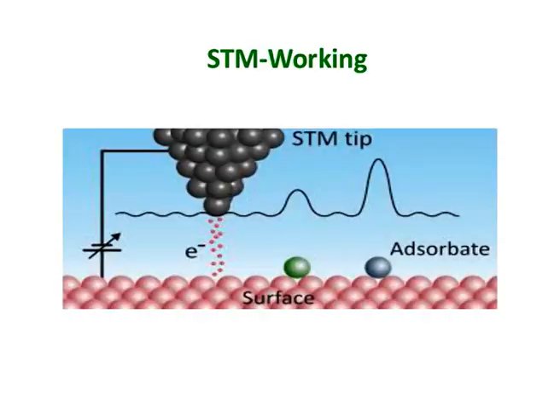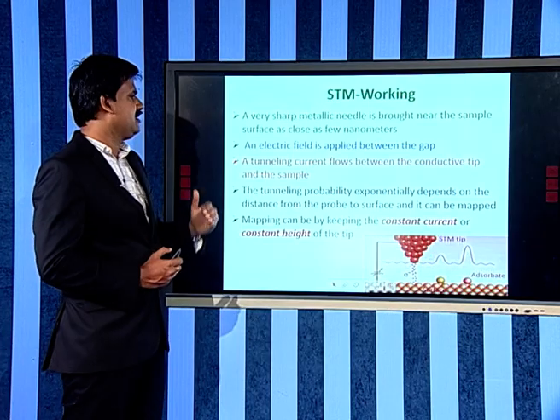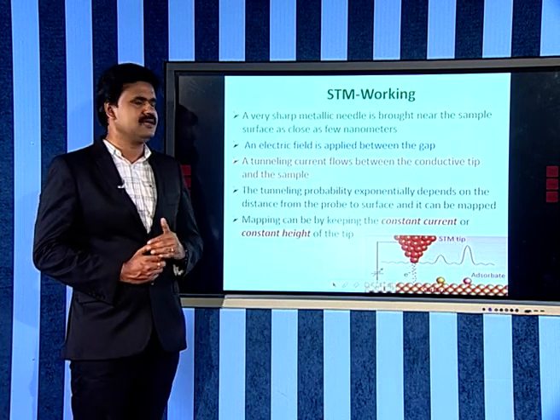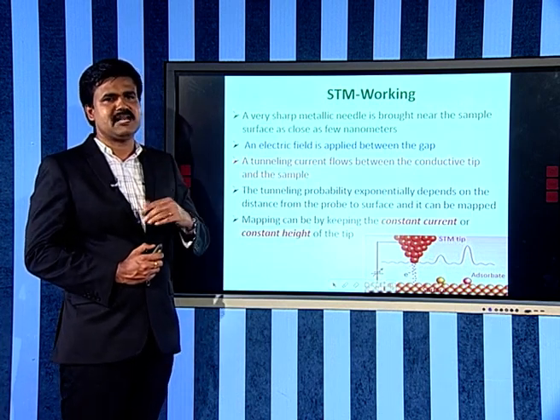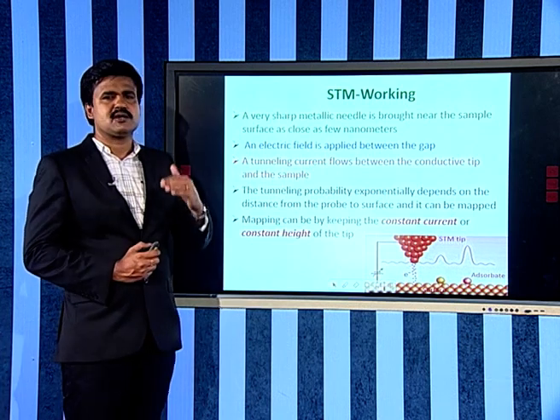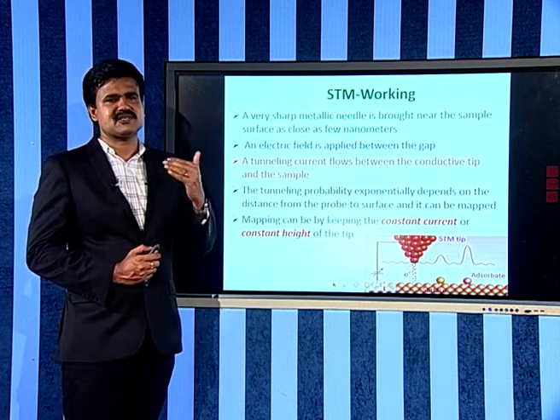An electric field is applied across the gap between the tip and the sample. A tunneling current flows between the conductive tip and the sample. The tunneling probability depends exponentially on the distance from the probe to the surface, and it can be mapped. The mapping can be done by keeping either constant current or constant height.